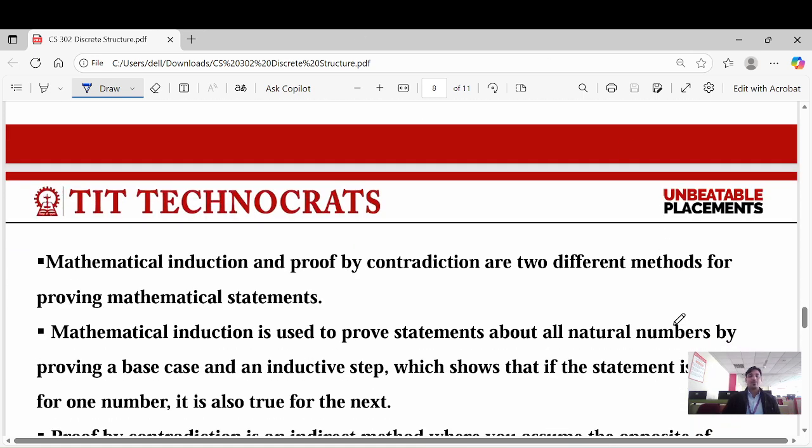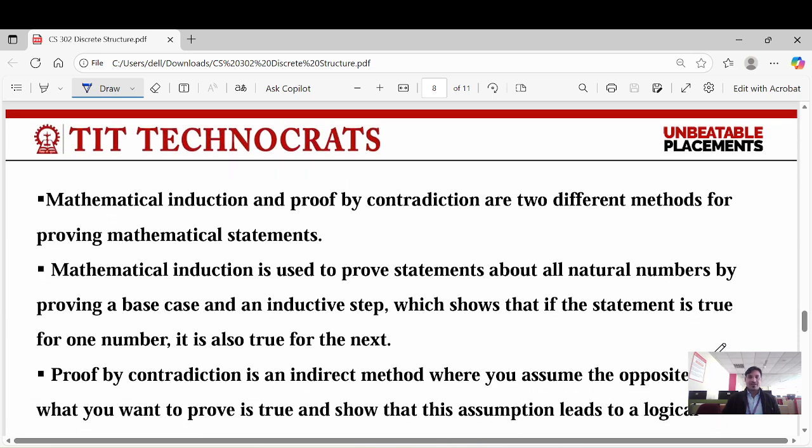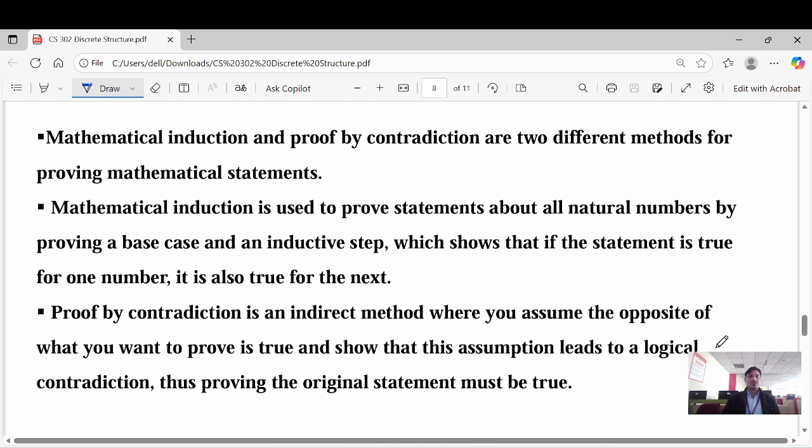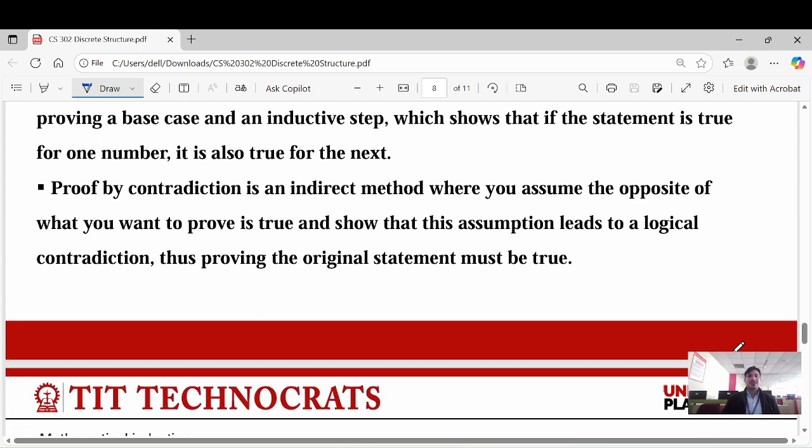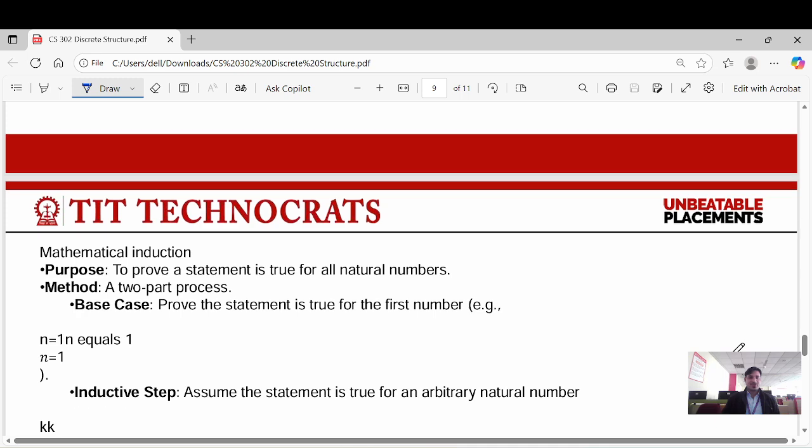Now, mathematical induction and proof by contradiction are two different methods for proving mathematical statements. Mathematical induction is used to prove statements about all natural numbers by proving a base case and an inductive step, which shows that if the statement is true for one number, it is also true for the next number. Proof by contradiction is an indirect method where you assume the opposite of what you want to prove is true and show that this assumption leads to a logical contradiction, thus proving the original statement must be true.